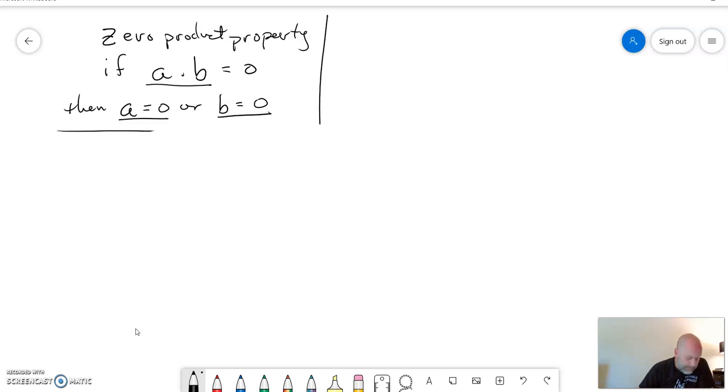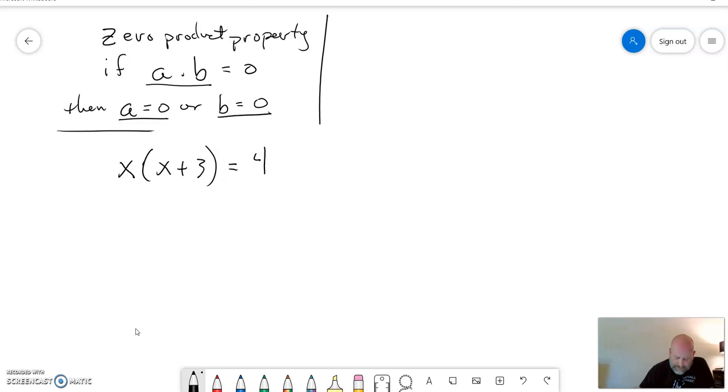All right. So our next example looks like this. We have x times x plus 3 equals 4. Now, we've got a couple of problems here. This thing doesn't look anything like the stuff that we've been working on.